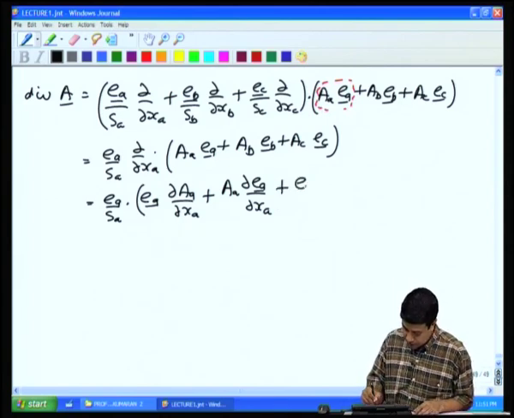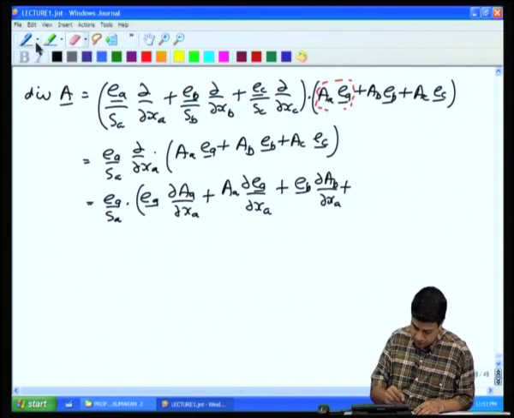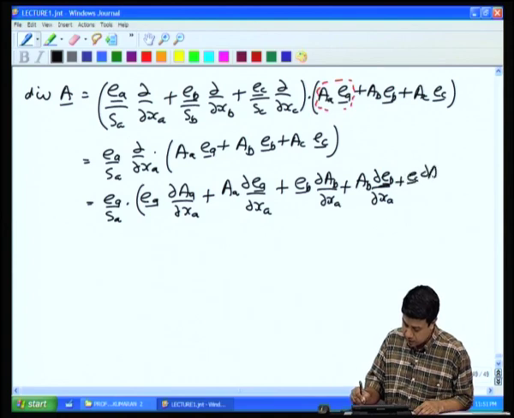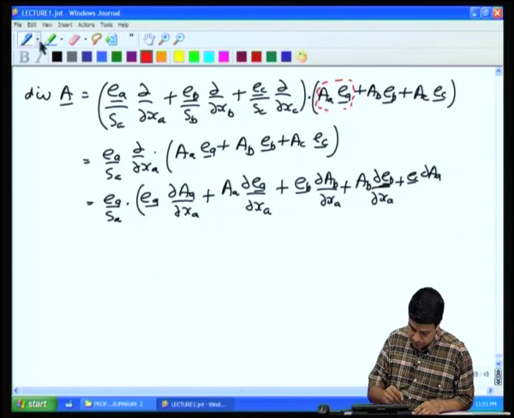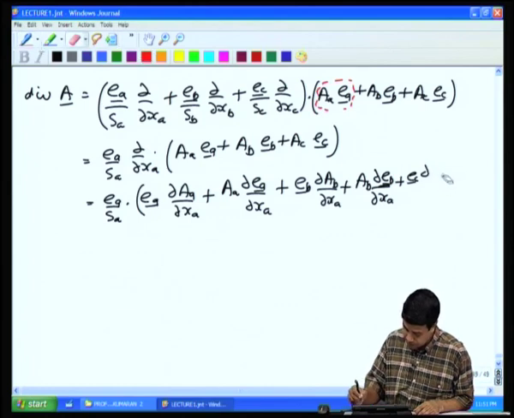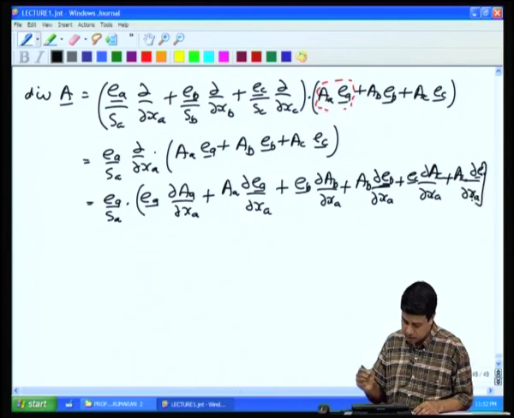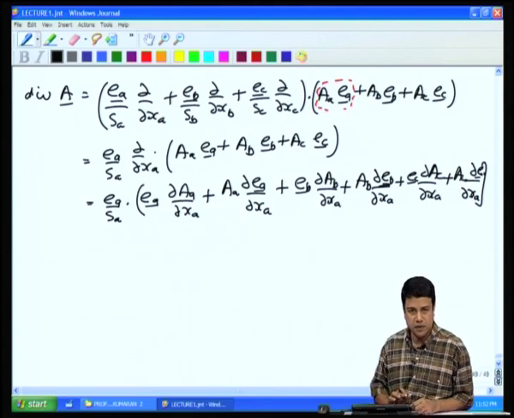plus e_B ∂A_B/∂x_A plus A_B ∂e_B/∂x_A plus e_C ∂A_C/∂x_A plus A_C ∂e_C/∂x_A. So, I take the derivative of both the component as well as the unit vector.